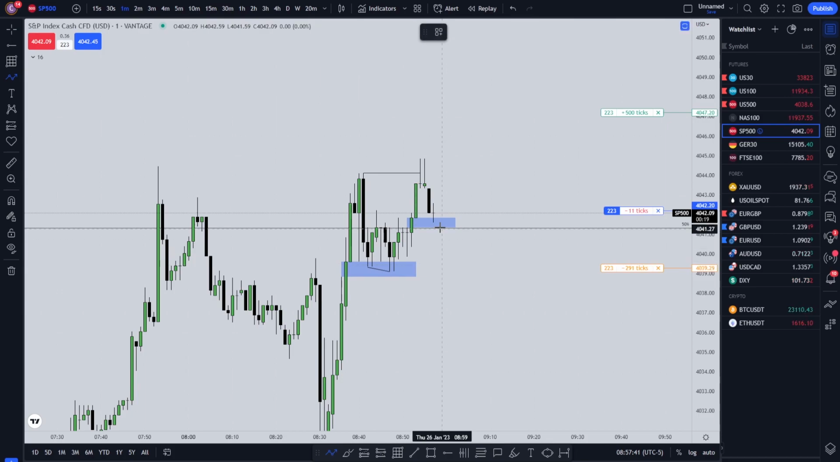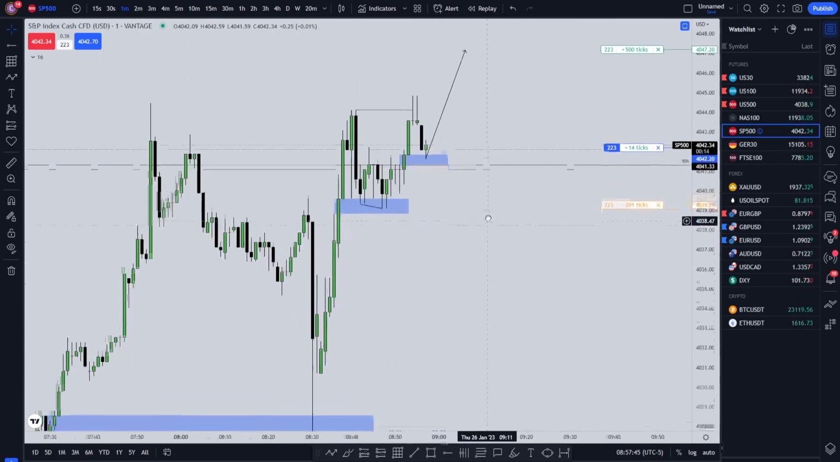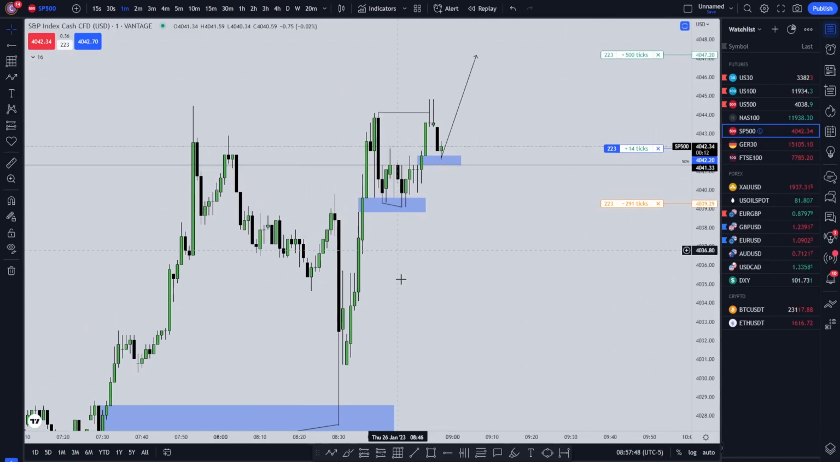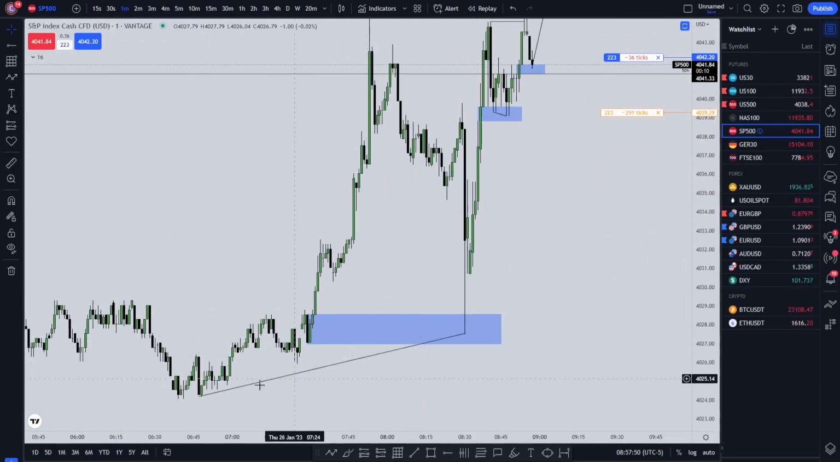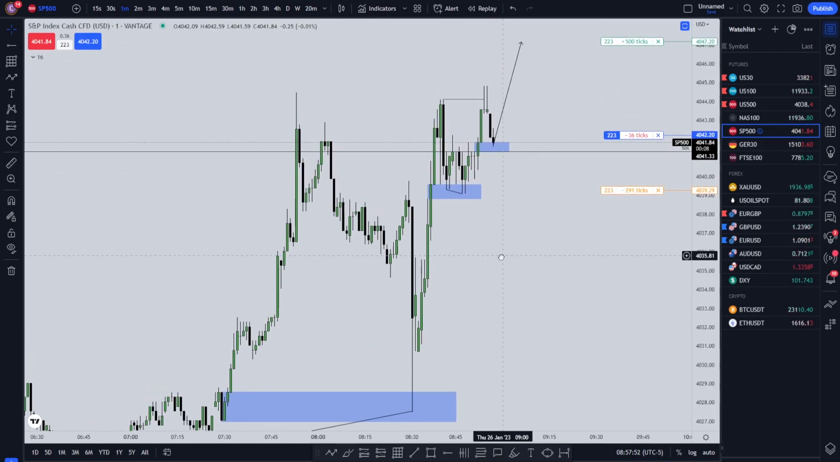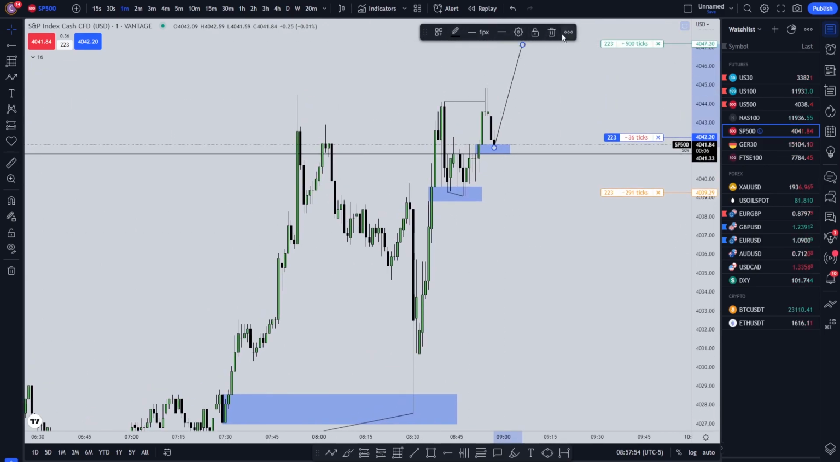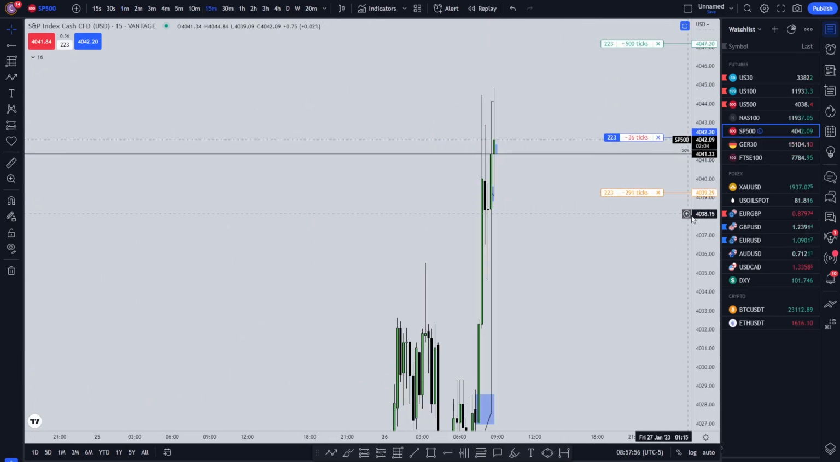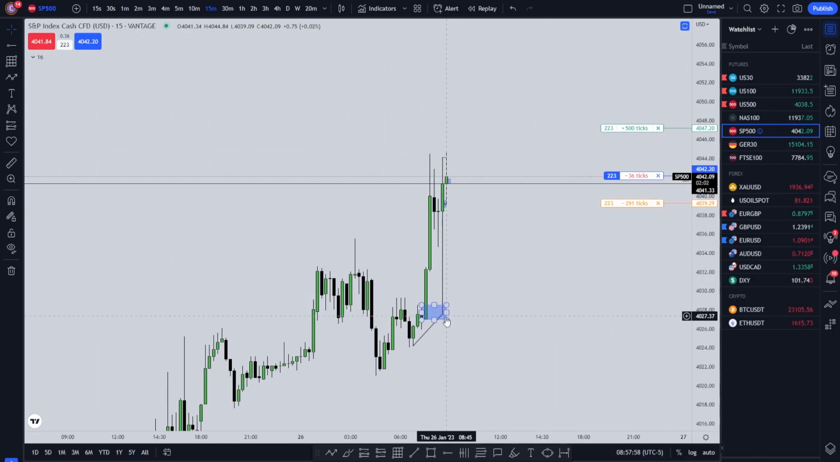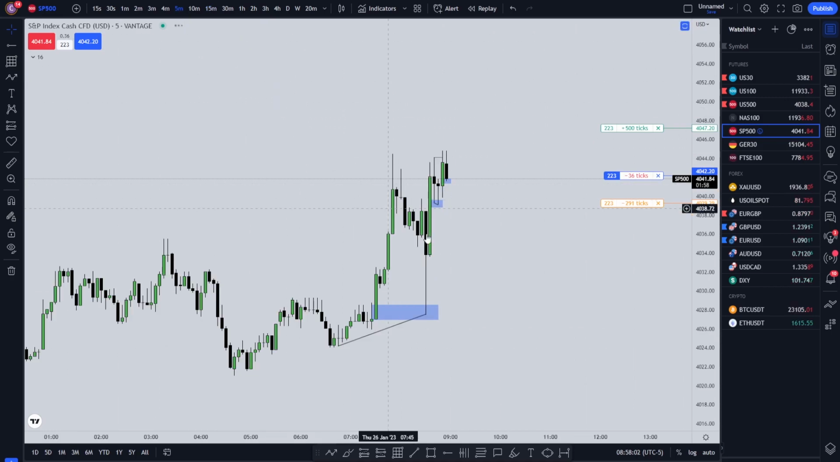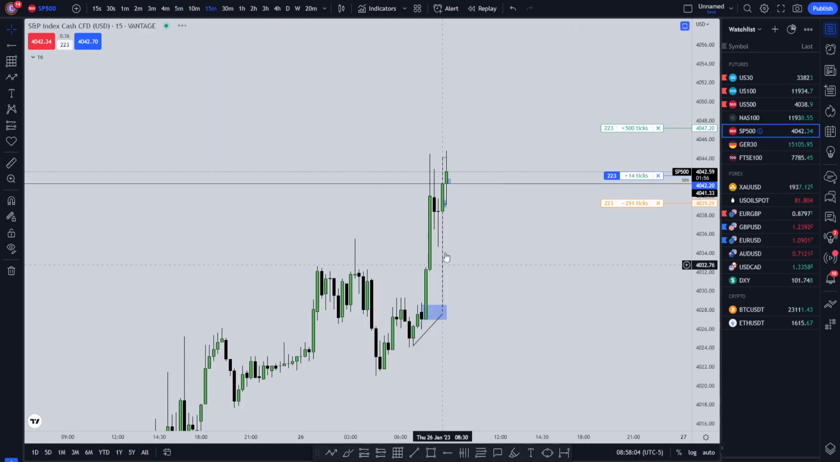And now I want to see this. But yeah, and why am I not aiming for this area here? We have that SMT from earlier, and also that 15-minute candle. Look at how that rejected right there. We don't want to see price come down here.